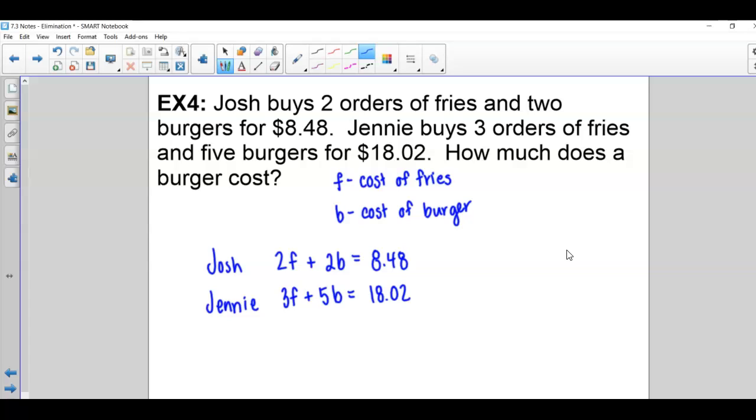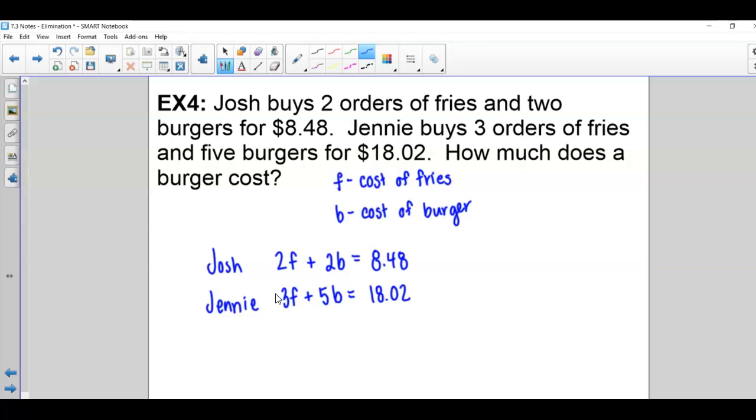Okay, now, do we want to get rid of the F or the B here? Okay, F's better. Why F? Okay, Julie's got the best answer right there. It's not really easier to get rid of the F, but we want to, the question doesn't ask us about the fries. It only asks us about the burgers, right? So we want burgers to be left whenever we're solving. Then we don't even have to plug back in. So if we get rid of fries here, that's better.